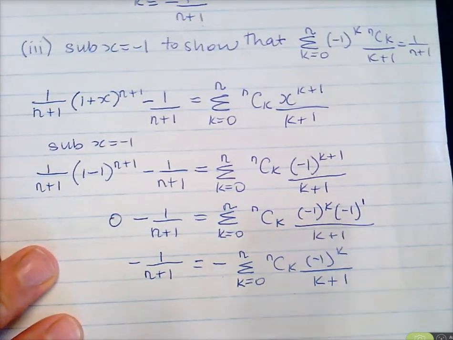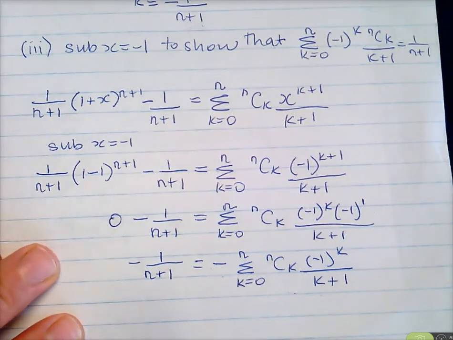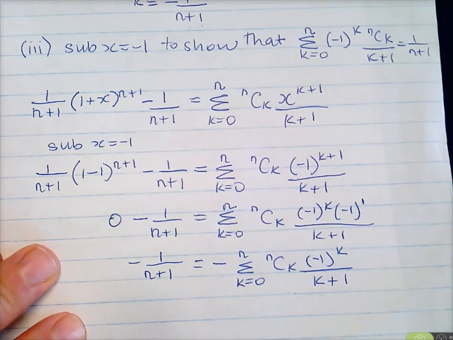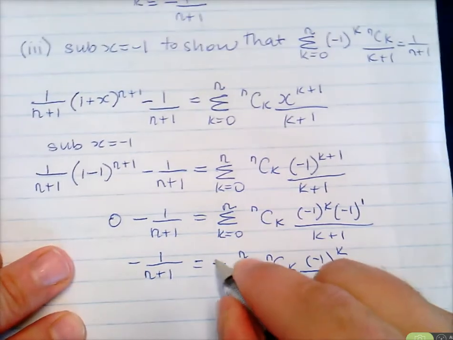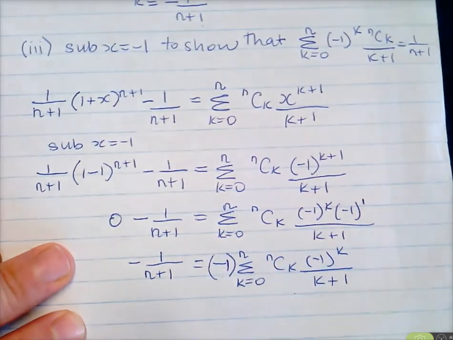I've moved that -1 to the front. Instead of each term being multiplied by a negative and then adding them all together, it's the same as taking out the negative as a common factor for each term. So I've pulled out the -1 to the front.